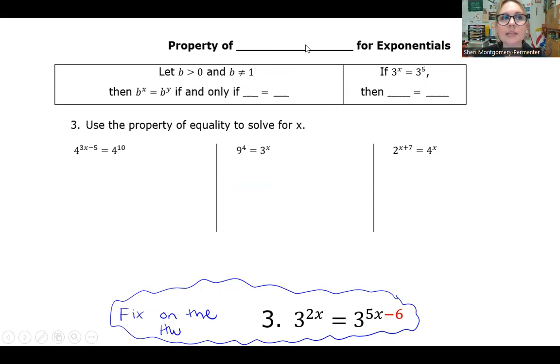Moving on, the next thing that we're going to talk about is the property of equality for exponentials. And this is a property that we've already been doing. This is the property of equality for exponentials. It is very mathy, but it says that if b, which is the base, is bigger than 0 and it's not equal to 1, if you have this situation here, when the bases are equal, what do we do?